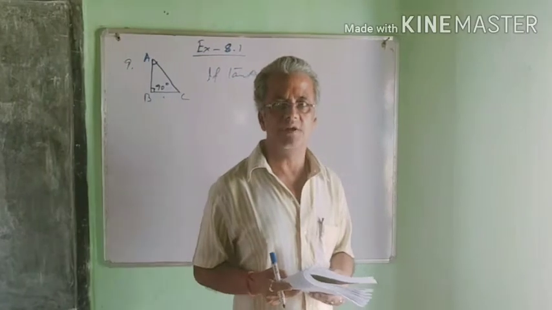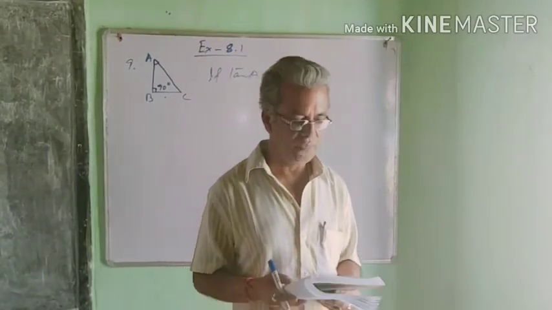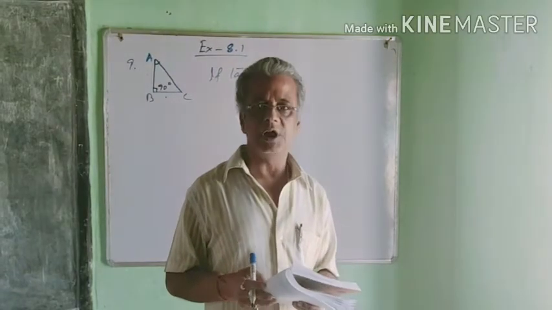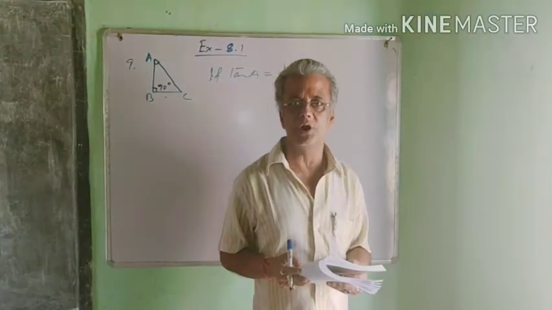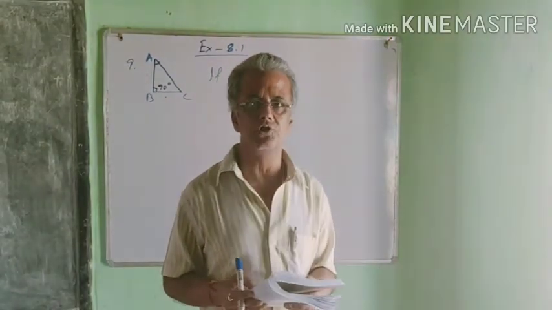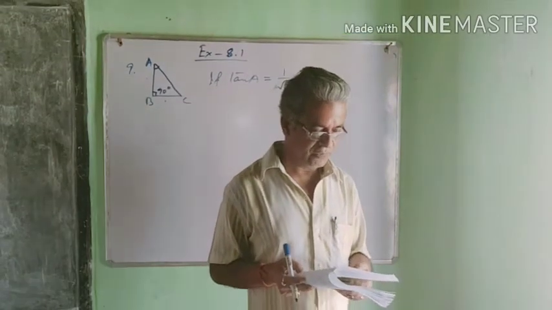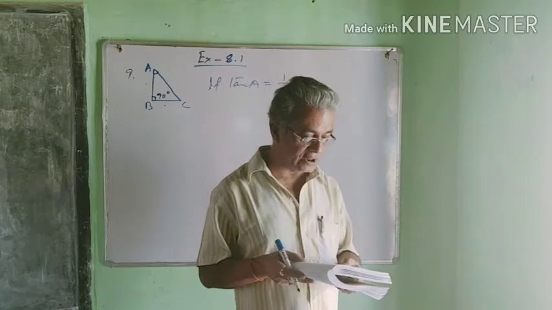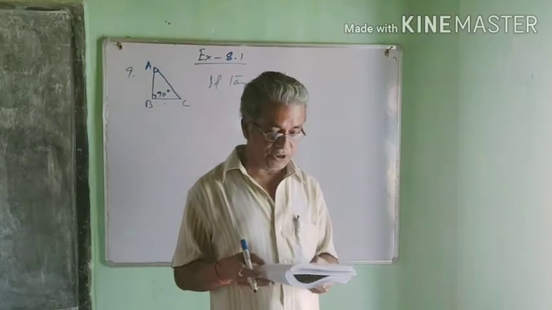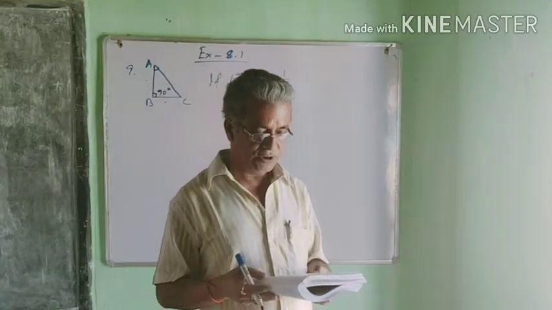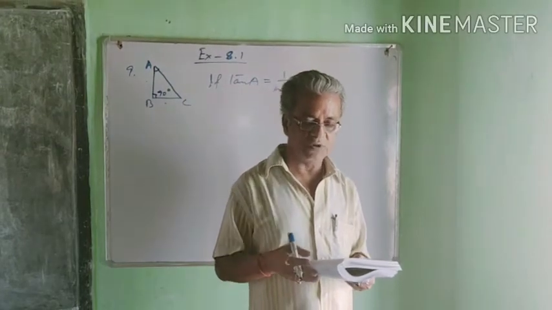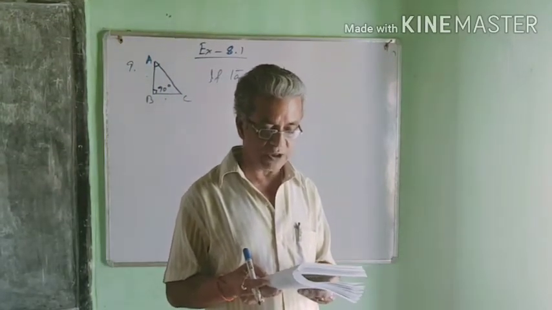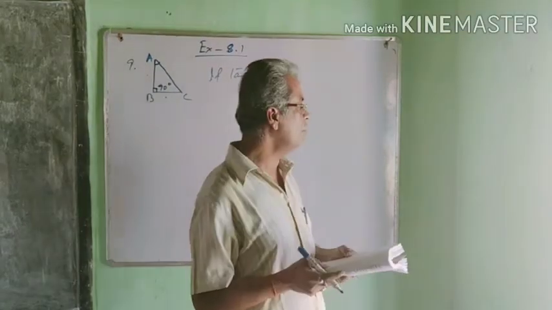Students of class 10, in my last video, I worked out up to question number 8 of exercise 8.1, Introduction to Trigonometry. Now I am coming to question number 9. Question number 9 is: in triangle ABC, right angle at B, if tan A is equal to 1 by root 3, then find the value of sin A cos C plus cos A sin C. How will you find it out?